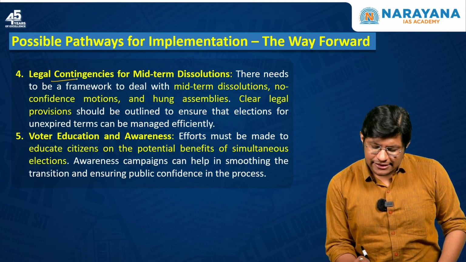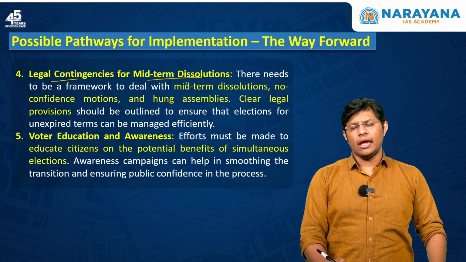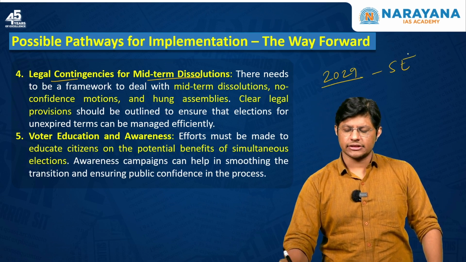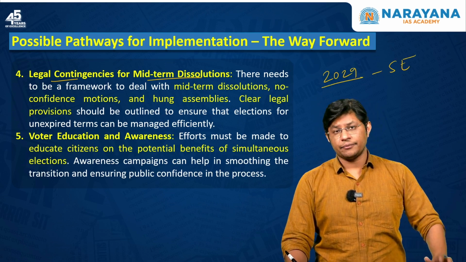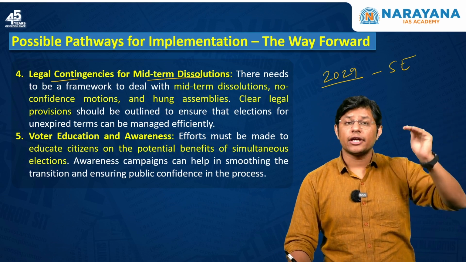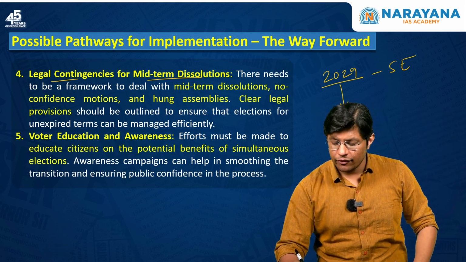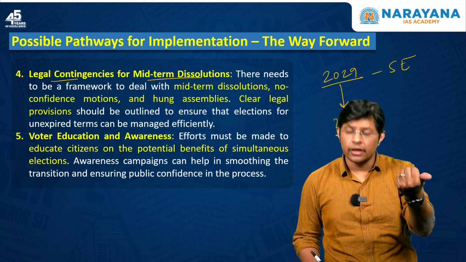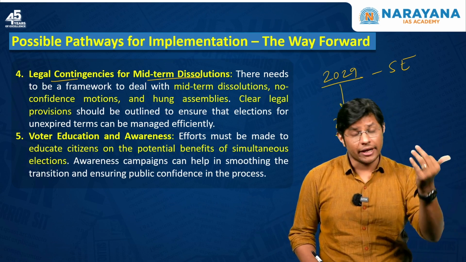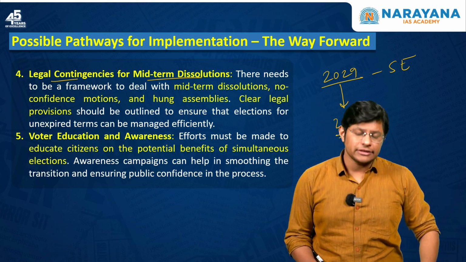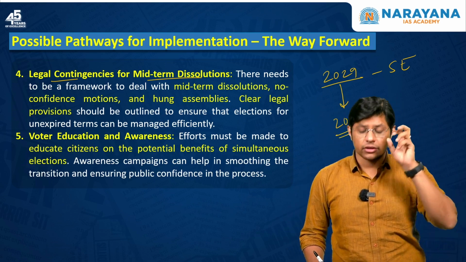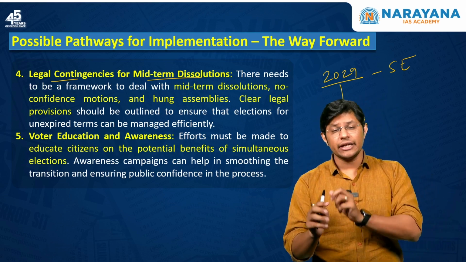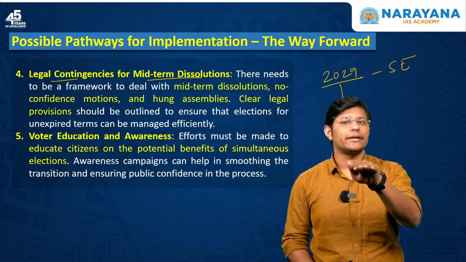Legal contingencies and midterm dissolution. Now let's say, for example, in the year 2029, we have simultaneous elections. What is the guarantee that the government at the center or the government in the states would last until 5 years? What is the guarantee? There can be a no confidence motion, right? Prematurely, the assembly might get dissolved, which means the author is trying to suggest that we also need to think about the midterm dissolutions. We need to have a solution in case the government collapses mid-term, right?